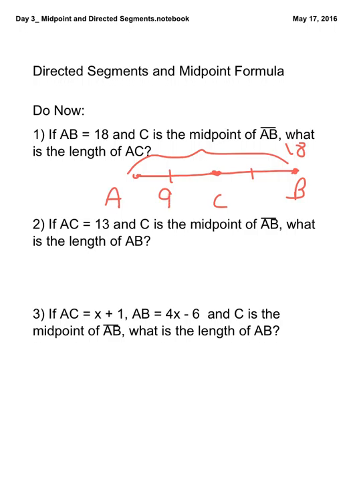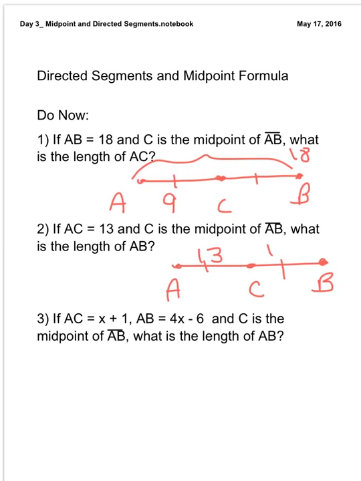In the next one, AC is 13. C is the midpoint of AB. Again, we have a similar setup. This time AC is 13. If C is the midpoint, CB is also 13. Oops, gotta get the pen. Which then makes the entire length of AB 26, and that's what we were looking for.